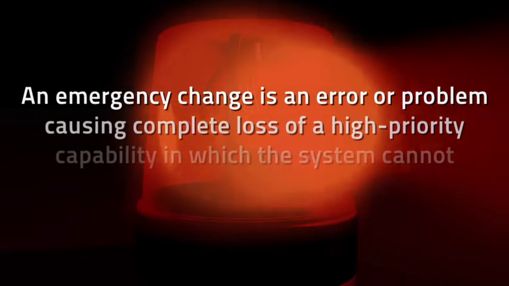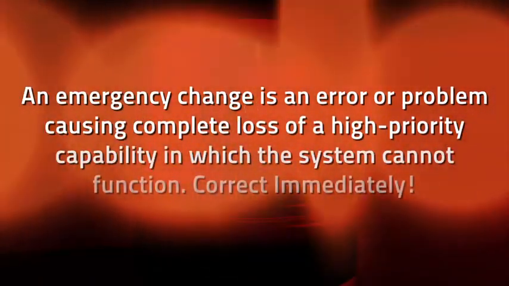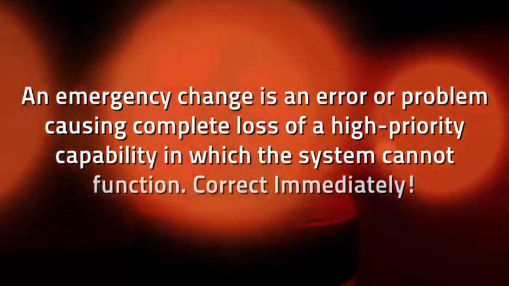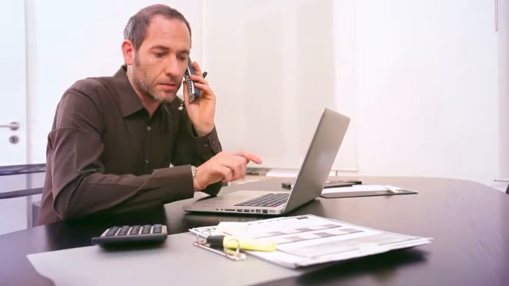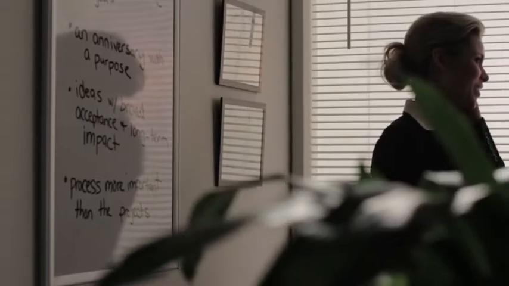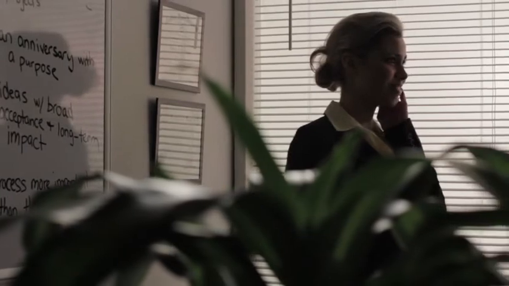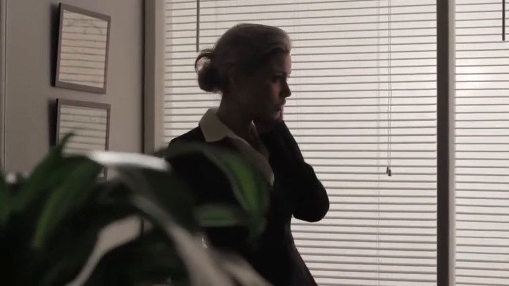An emergency change is an error or problem causing complete loss of a high priority capability in which the system cannot function. This kind of problem cannot be left unattended, and the error must be corrected immediately. An emergency change must be approved by the director of the assignee and the chief operating officer before it can be implemented. Approval for the change can occur face-to-face or by email or a phone call, but must be documented.